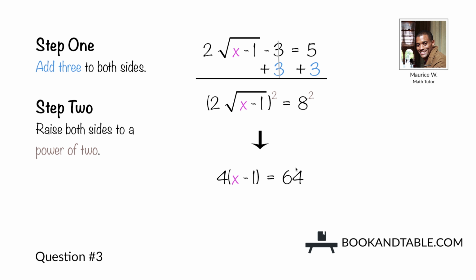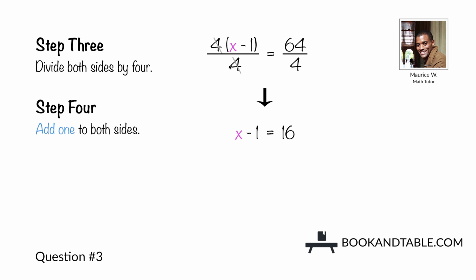Now here we can solve algebraically, now that the radical is removed. And we can get rid of this term 4 by dividing both sides by 4, since this number, 64, is also divisible by 4. When you divide both sides by 4, you are left with x minus 1 on the left side. 64 divided by 4 is equal to 16. And now step 4, we can add 1 to both sides. That gives us x is equal to 17.